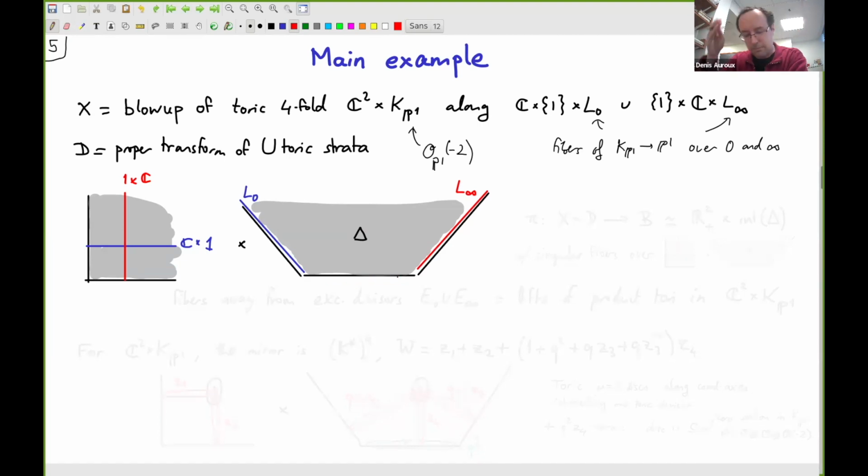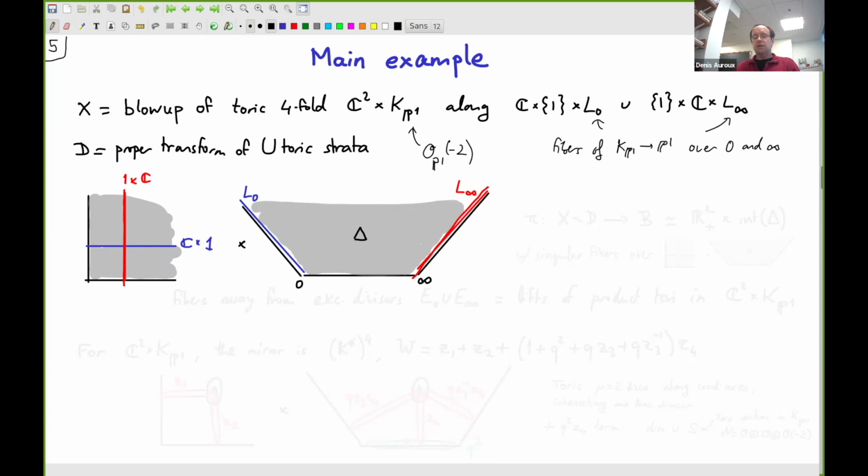And I will blow this up in two places. One is I take a line 1 times C, so first coordinate equals 1, times the fiber at infinity. So it's like this piece of a toric boundary. I'm thinking of my base CP1 as having 0 here and infinity here. And then the other blow up is in the other direction, C times 1 times L0.